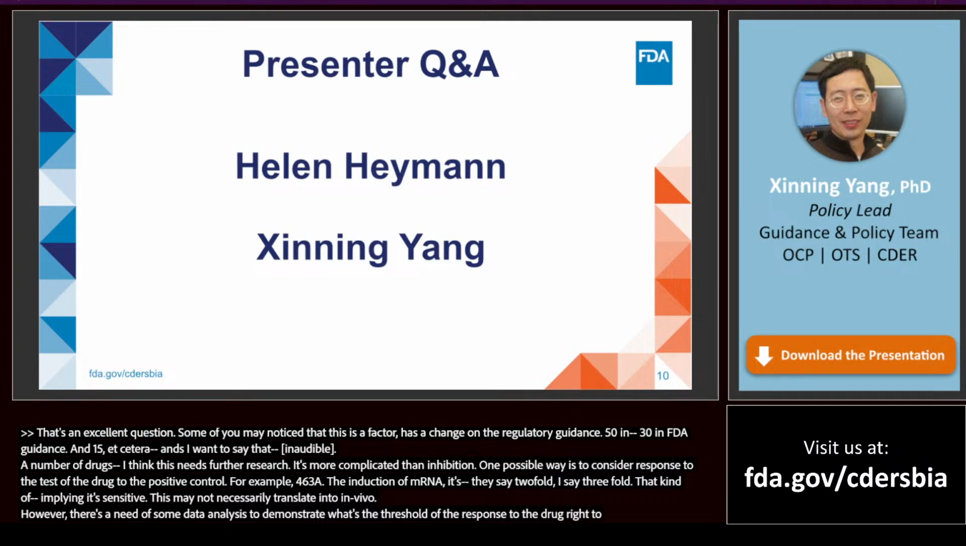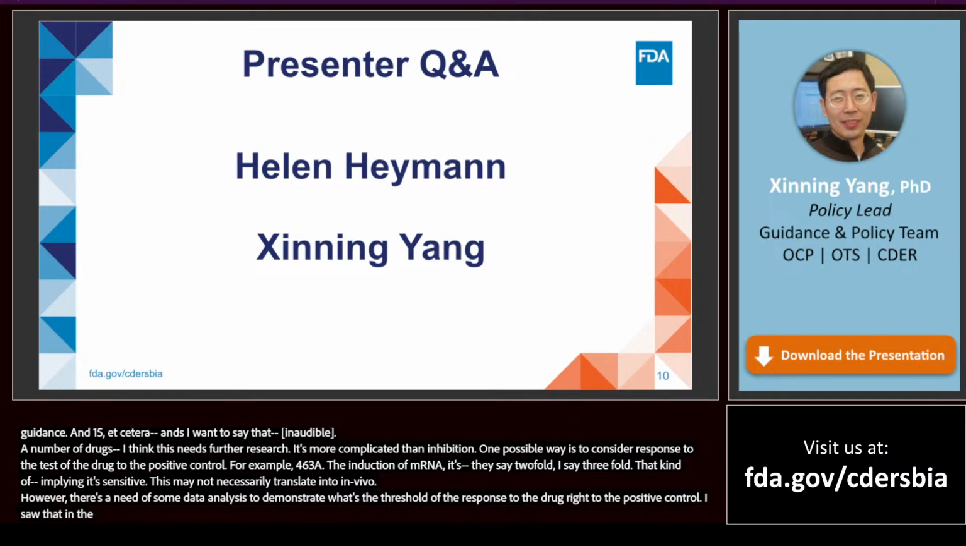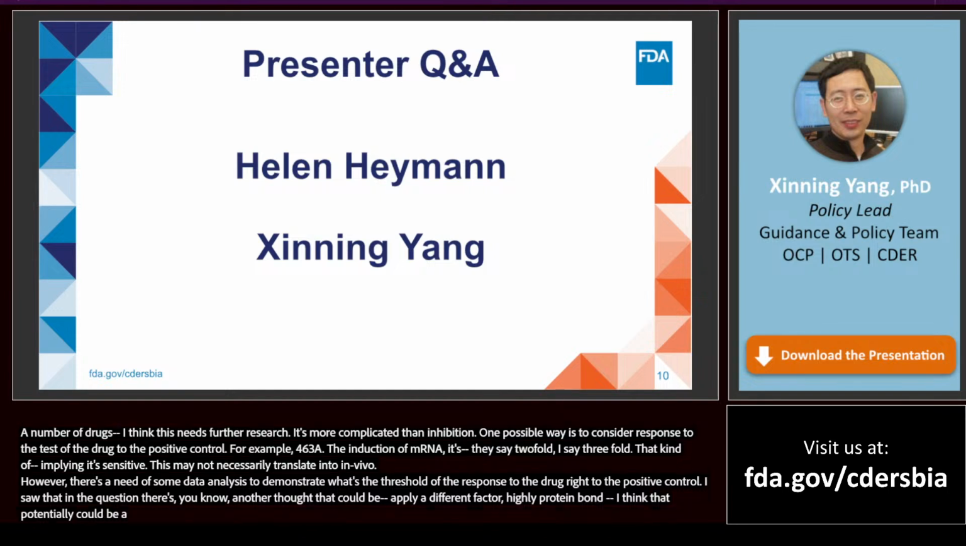I saw in the question, there's another thought: could we apply a different scaling factor to drugs that are very highly protein bound versus not that highly protein bound? I think that potentially could be a possible solution. Again, this needs data analysis across a relatively large number of compounds to show that this can still control the false negatives while reducing false positives.